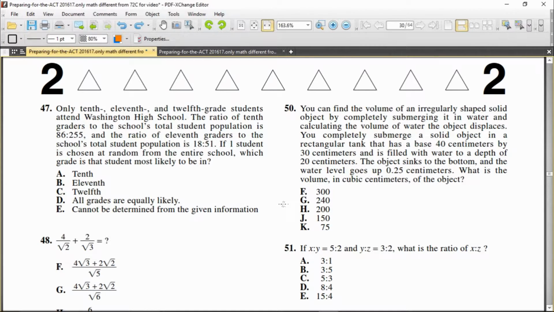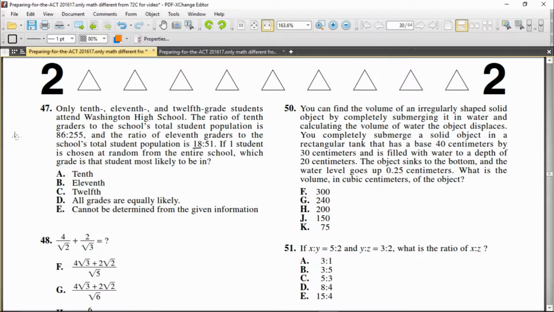47. Only 10th, 11th, and 12th grade students attend Washington High School. The ratio of 10th graders to the school's total student population is 86 over 255, or 86 to 255. And the ratio of 11th graders to the school's total student population is 18 to 51. If one student is chosen at random from the entire school, which grade is the student most likely to be in? Well, whichever one has the biggest number, if we can compare them to the same number or make it the same fraction.